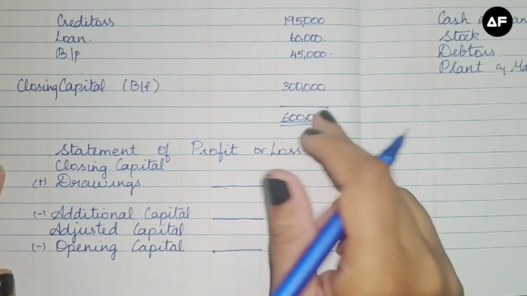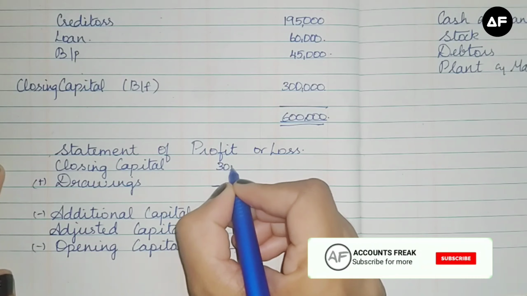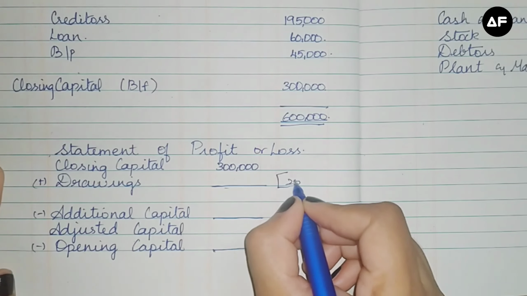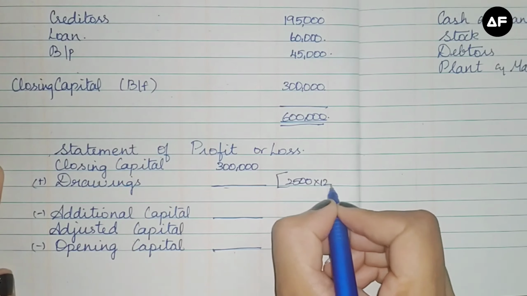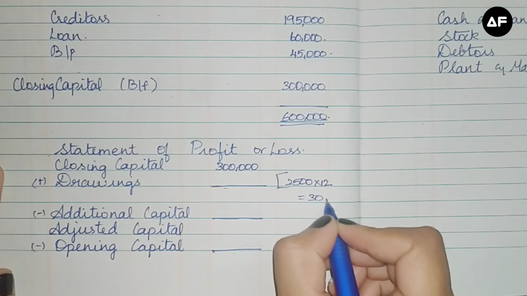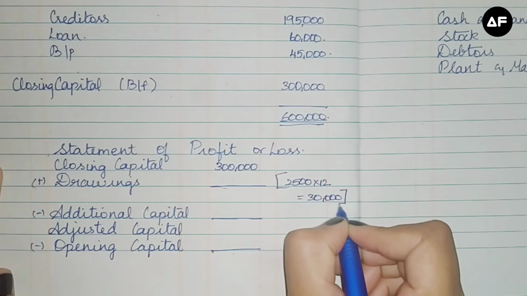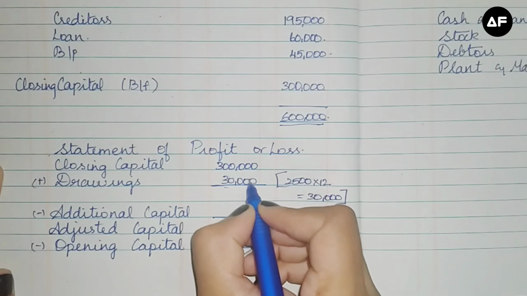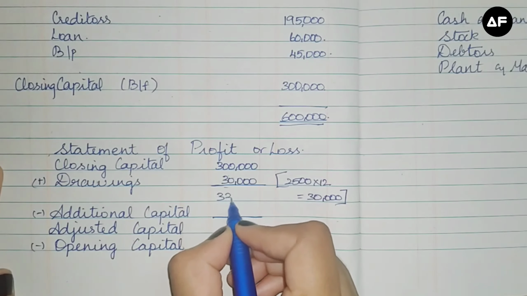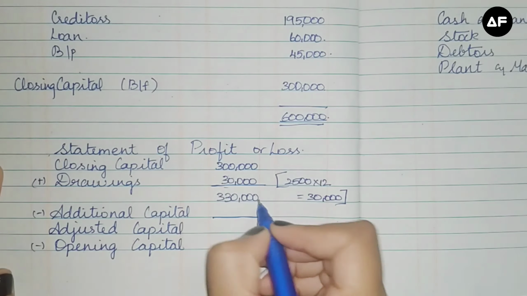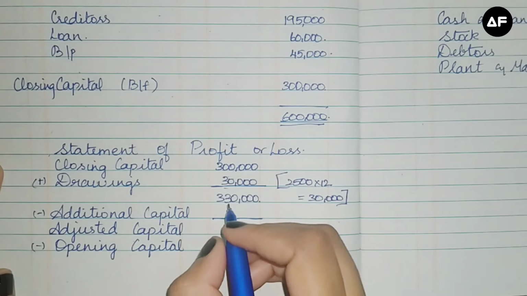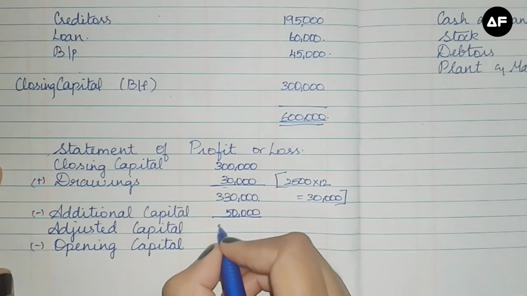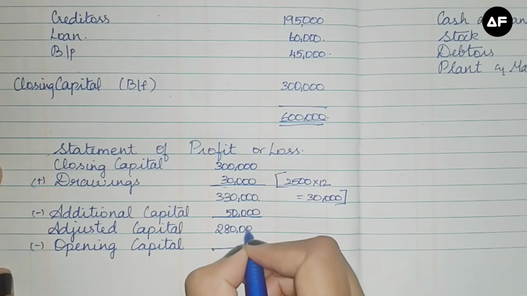The closing capital is going to be 3 lakhs, which we take from the statement of affairs. Now the drawings of 2,500 per month is given, so I'm going to multiply it by 12 and make it 30,000, because we calculate the statement of profit or loss for one complete year. So it's going to be 30,000. So 3 lakh plus 30,000 is 3 lakh 30,000. Now the additional capital introduced during the year is 50,000. When I subtract 50,000 from 3 lakh 30,000, I get 2 lakh 80,000.